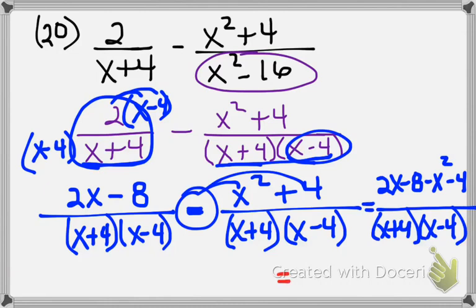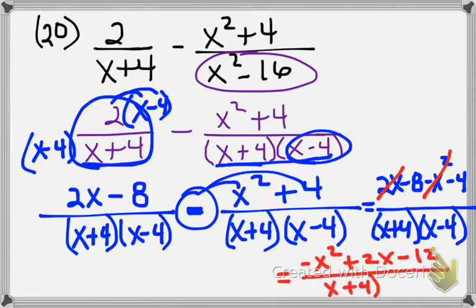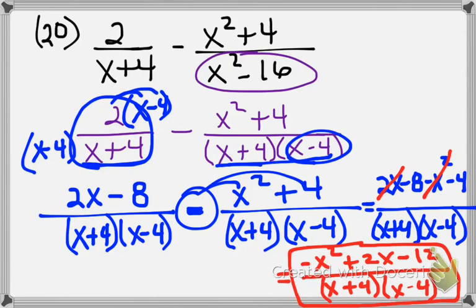And if I combine my like terms, I'm going to have negative x squared plus 2x, and then I have minus 8 and minus 4, which would be minus 12. And that's the big long solution.